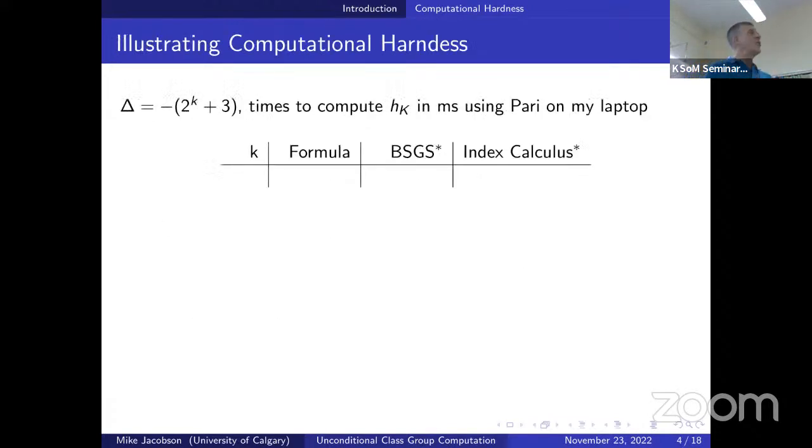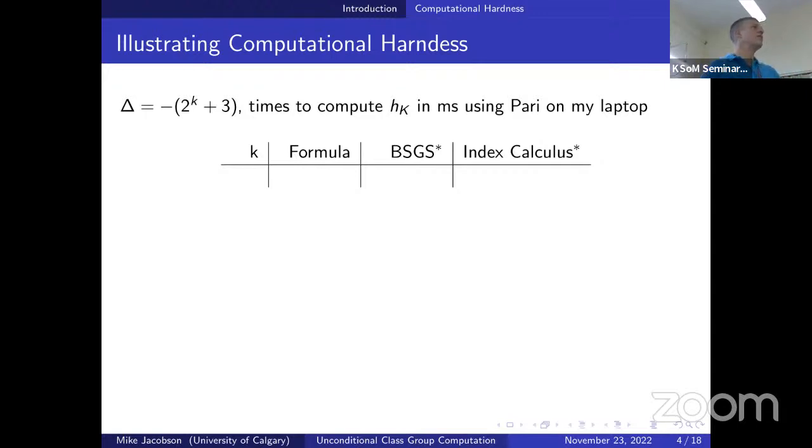So I'm going to show you how bad it gets, to really illustrate the point here. If you haven't done a lot of computations, I can tell you that, but until you see it happening, it's really hard to understand. So what I'm going to show you here is just running times for computing the class group of imaginary quadratic fields of discriminant negative 2 to the k plus 3.